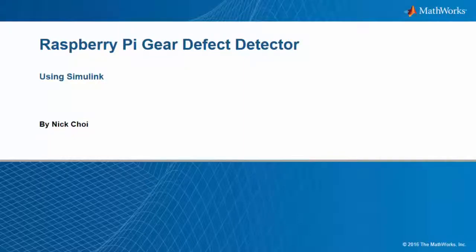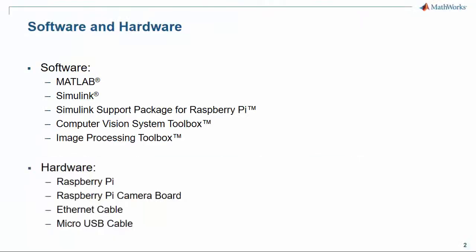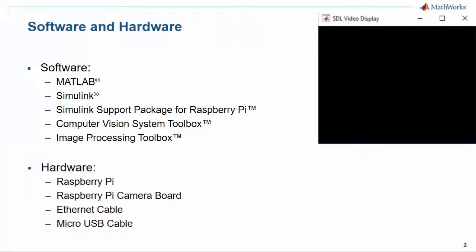In this demo, we're going to see how we can use a Raspberry Pi as a gear defect detector using Simulink. Here's a picture of a gear defect that was detected by this demo.